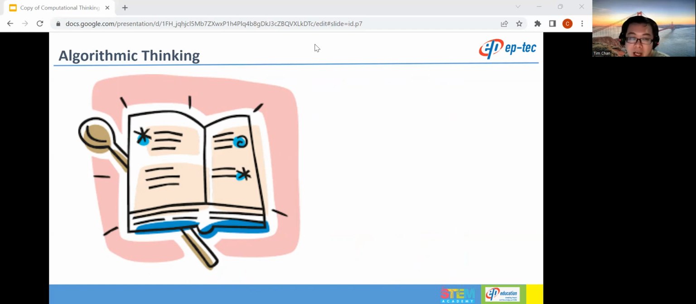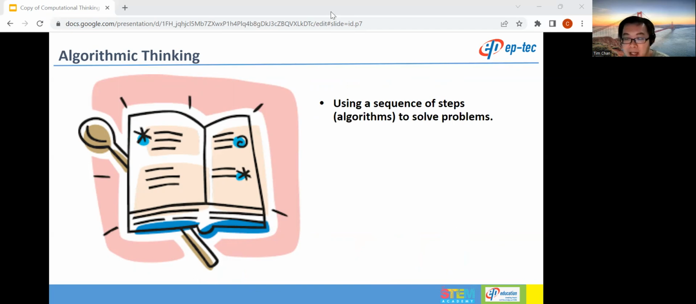That is algorithmic thinking. So what is algorithmic thinking? Let me explain what this is about. It is about using a sequence of steps, which is an algorithm, to solve problems. For example, think cooking, this is a very good example.